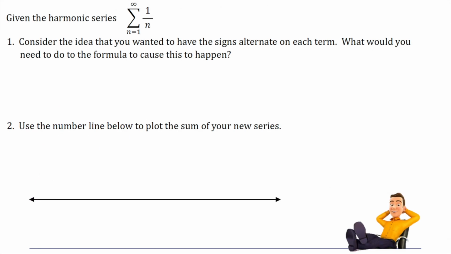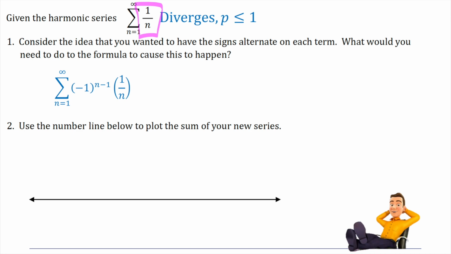So sit back and let me show you how an alternating series would converge. Given the harmonic series, we've looked at that before. That's a p series, and it diverges because p equals 1. Now, what if you wanted to have the signs alternate on each term? What would you have to do to this a sub n to make that happen? Well, you have to add an alternating 1 to negative 1 factor before that. And that would give us 1, negative 1/2, positive 1/3, negative 1/4, and so on and so forth.